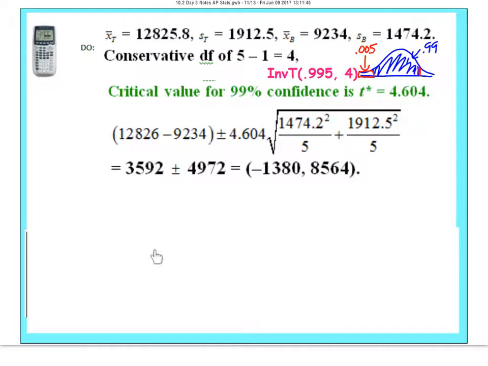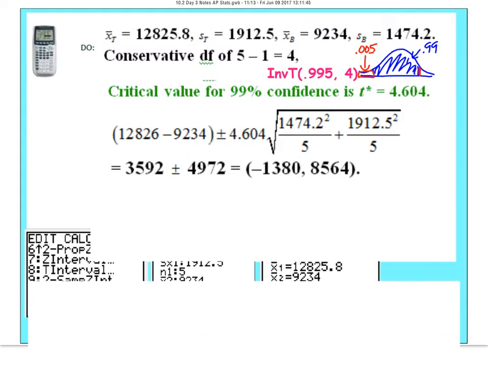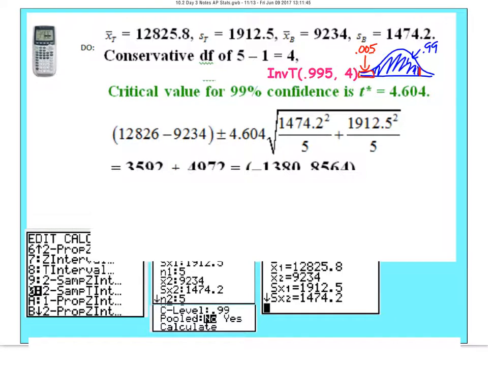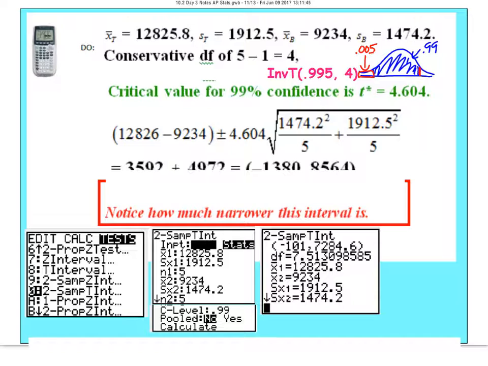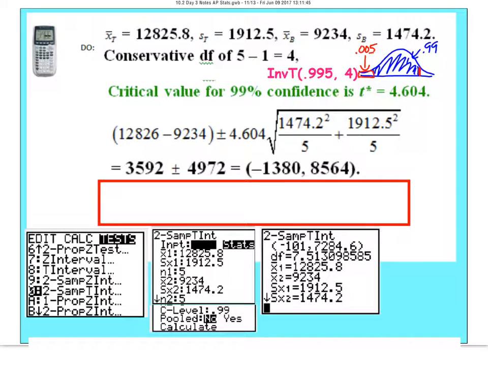Now, what if you want to use the calculator for this? Couple of things to be cautious of. First thing, let's look at the calculator screens. On the calculator screens, you are going to go to here. Go Stat Edit, but go to Tests. We're looking for the 2 sample t interval. So 2 sample t interval.